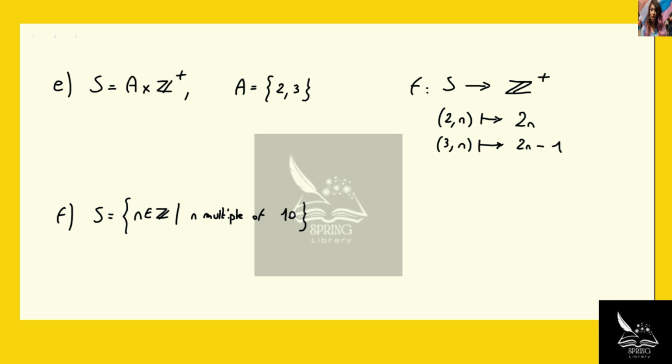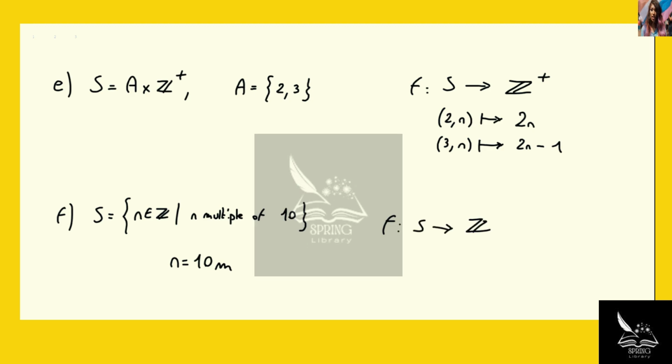And finally, for F, we have the set of multiples of 10 with sign. So again, we want to split the set S into two subsets and assign one to the even numbers and one to the odd numbers. So first of all, observe that n can be written as 10m, and the deal is that m is now an integer number with sign, so we will need to split between positive and negative m's. So let's write the bijection.